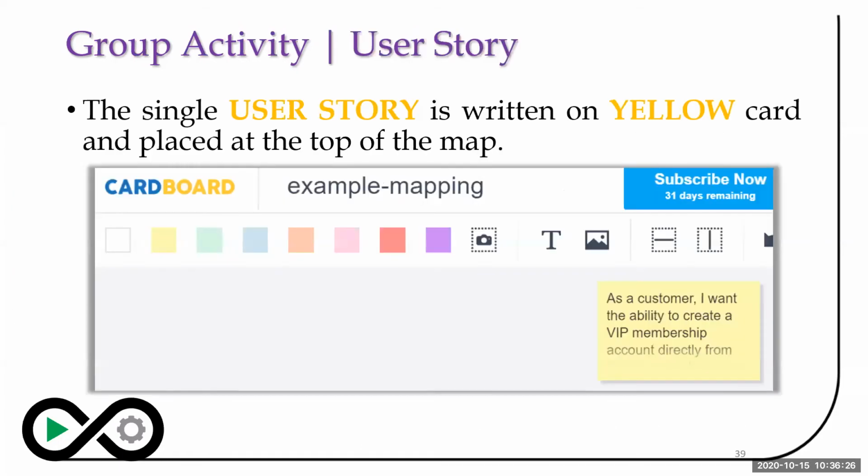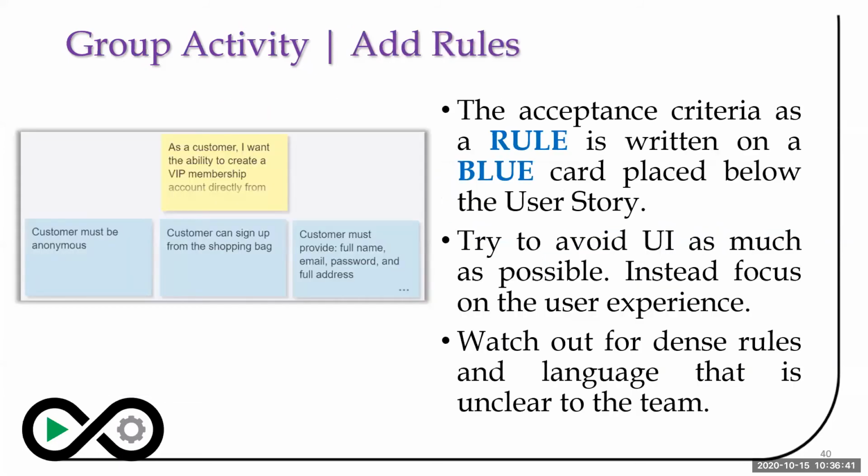And so these are their own live results. Working on Cardboarded, they started with that single user story written on a yellow card. So there we go. We have: as a customer, I want to create a VIP membership account directly from the shopping bag page. They began to write rules from that user story.